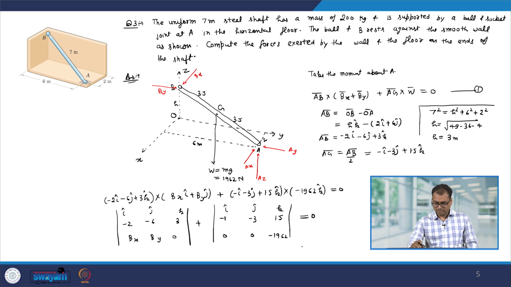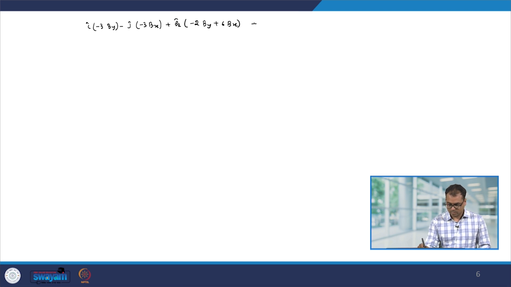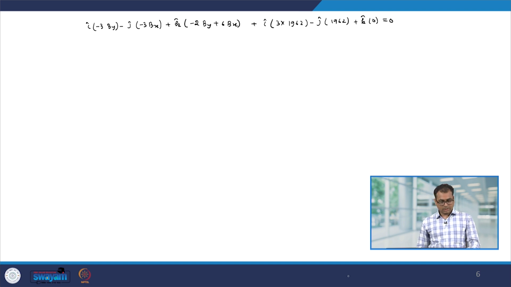Now, we can do a very simple simplification of this, and it will be I minus 3 BY minus J 3 BX plus K minus 2 BY plus 6 BX plus I into 3 into 1962 minus J 1962 plus K cap into 0 equal to 0. So, this is the equation that we have.